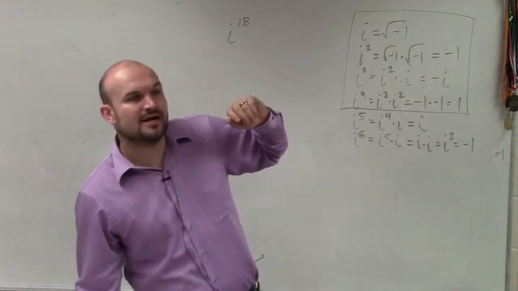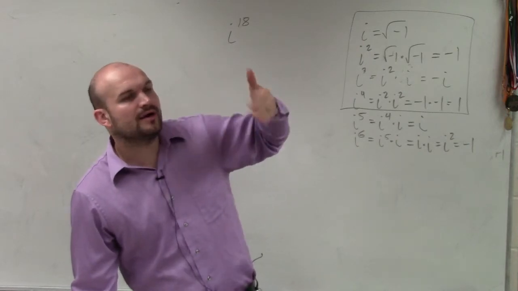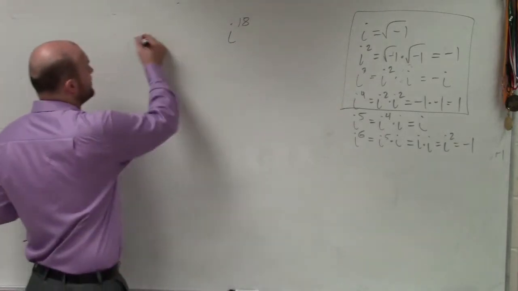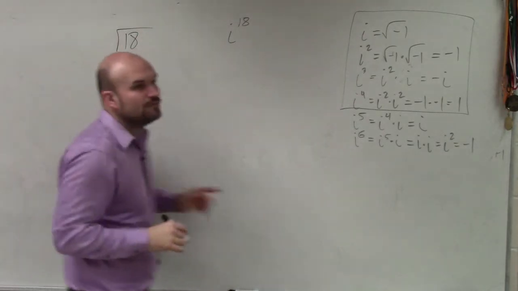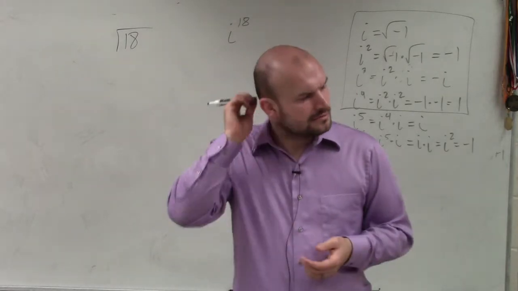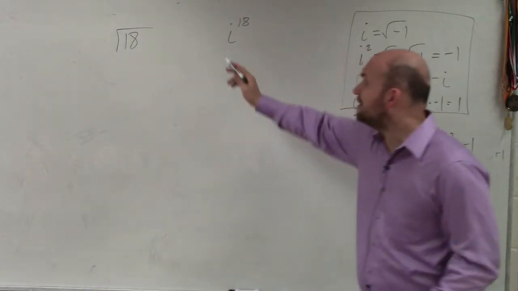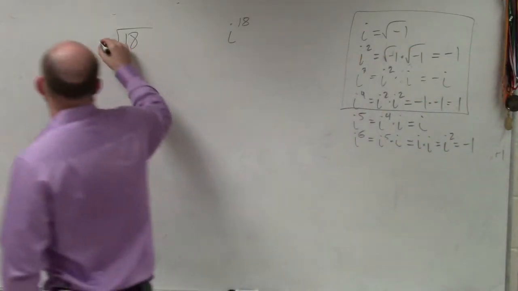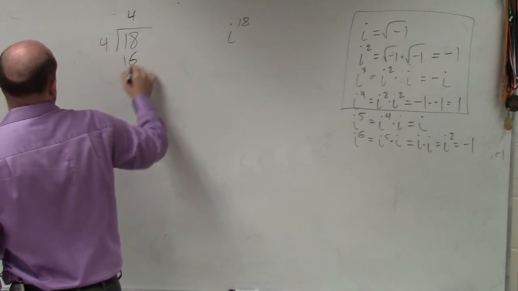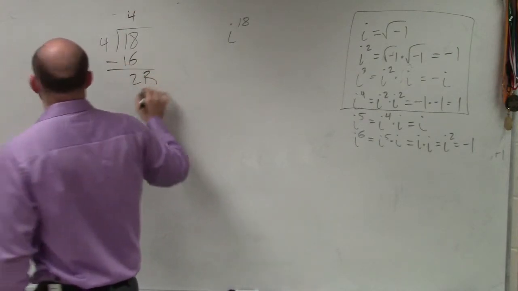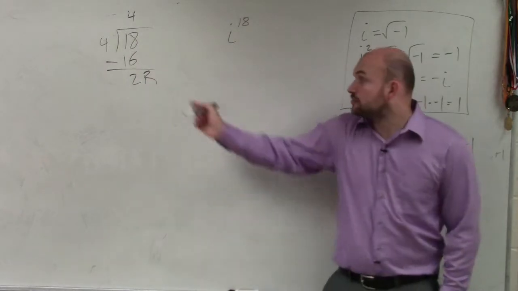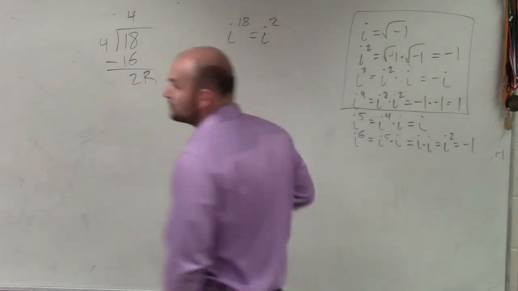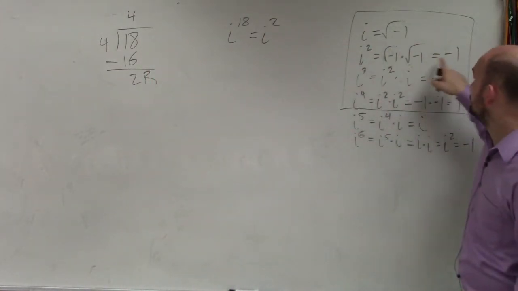So when I'm trying to determine i to the 18th power, what I want to do is determine how many repetitions I am going to go through. In the number 18, how many repetitions of 4 am I going to go through? 4, with a remainder of 2. So the remainder of 2 is going to be my power. So i to the 18th is equal to i squared, which is simply equal to negative 1.